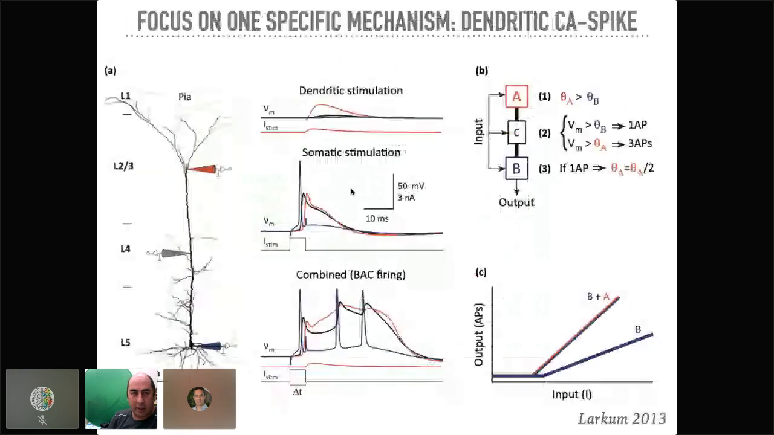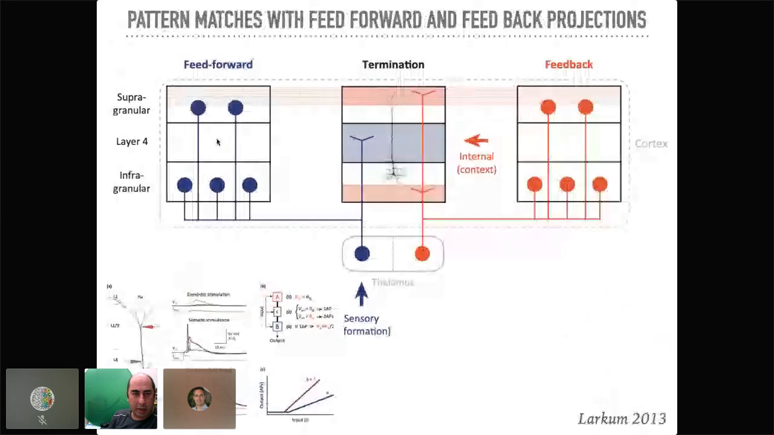And this makes this coincidence detection between the somatic input and the dendritic input a very interesting case, because basically you can start thinking of these neurons as doing some coincidence detection between local input, like feed-forward input, that arrives to the somatic and basal area of the neuron, and then context input that comes from the rest of the brain to the apical dendrites.